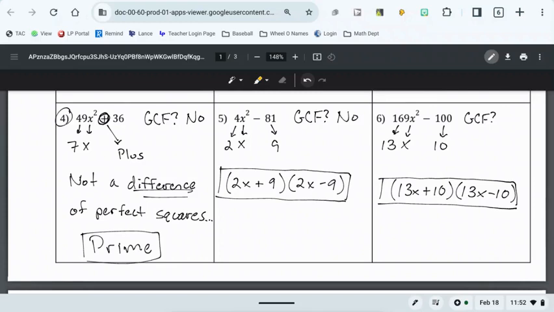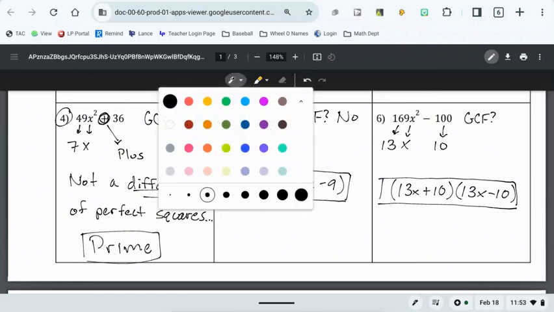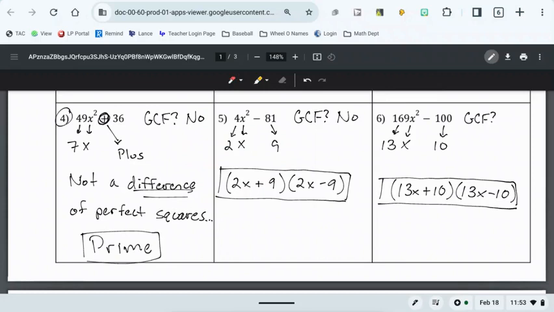And now I did say we would check our answer for number 4. I would show you how to do that, but it was prime, so we couldn't do that. So let's just show here. We're going to check it here. We double distribute. 2x times 2x is 4x squared. 2x times negative 9 is negative 18x. Then we get a positive 18x. Then we get a minus 81.